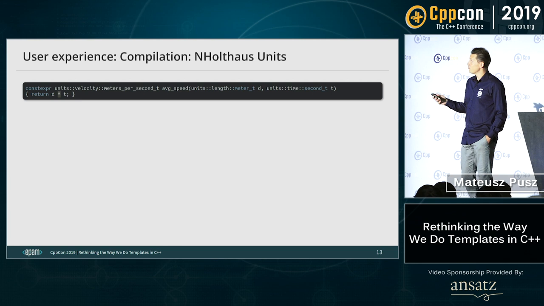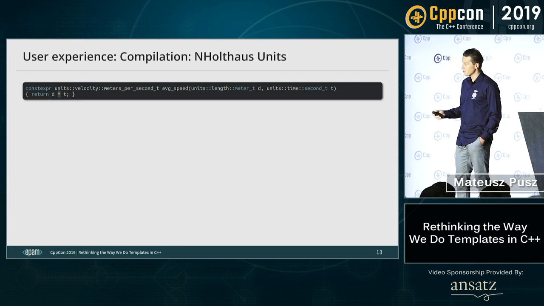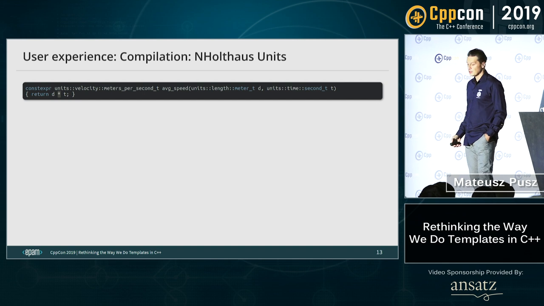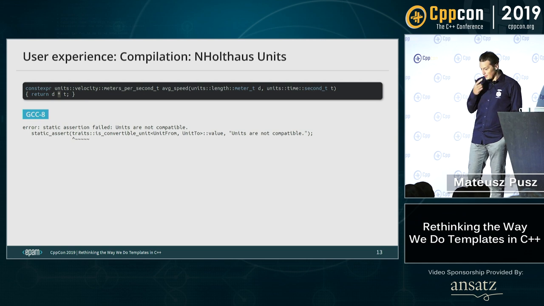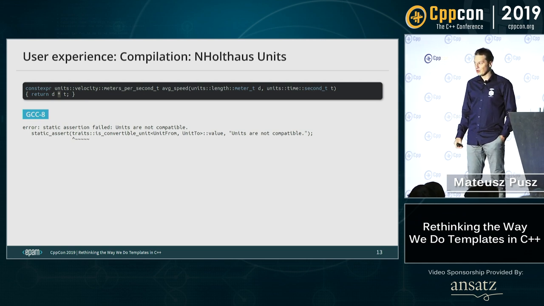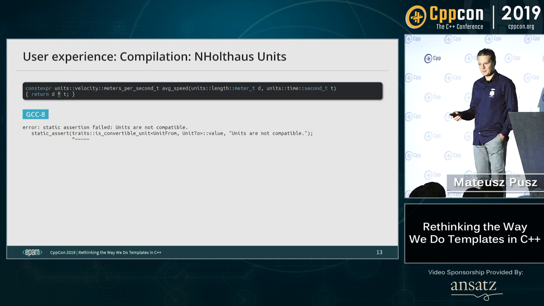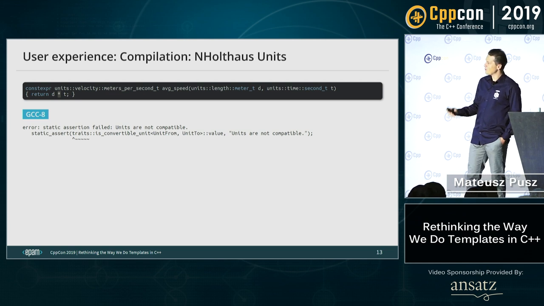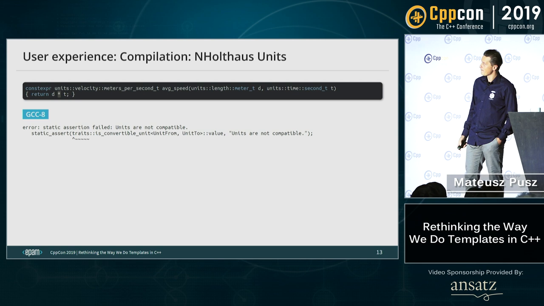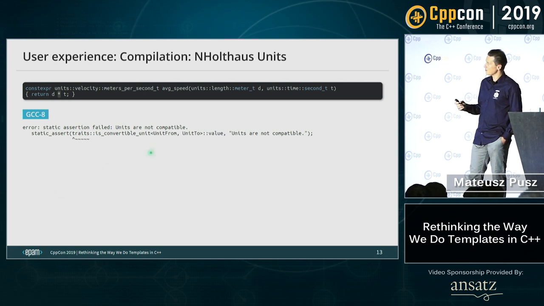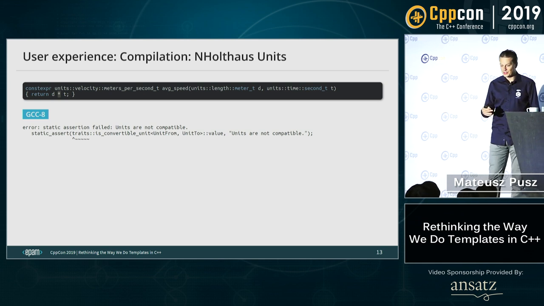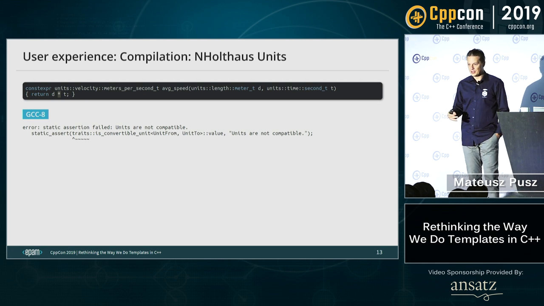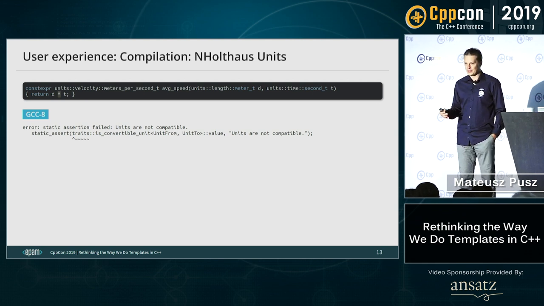This is an example of another physical units library created by Nick Holthaus, really good one too. It has a lot of users, and it's really good, but it has similar problems. However, the errors are totally different because all of the errors are handled this time by static asserts. We have been told that static asserts are good for user experience, but I'm not that sure about it. This is the error. There is information that the units are not compatible, but we don't have any context here. We don't know what is the unit from, what is the unit to. It's really hard to understand what is wrong with the program. We just know that it doesn't compile.